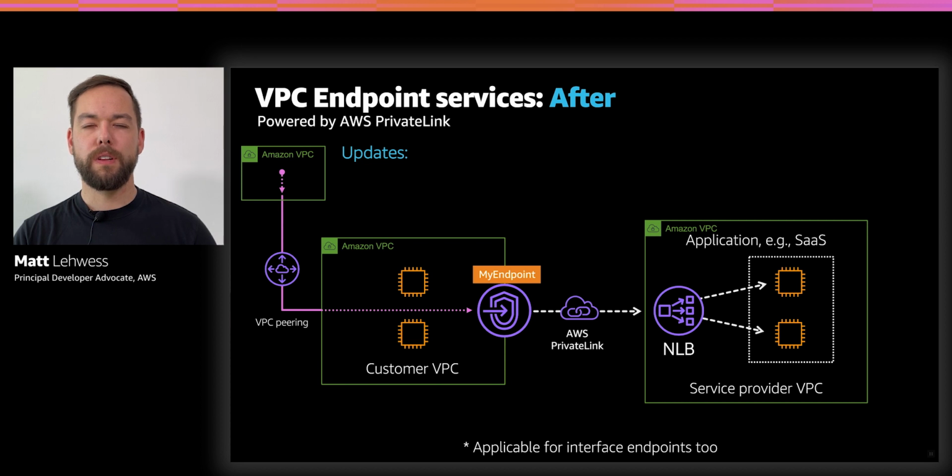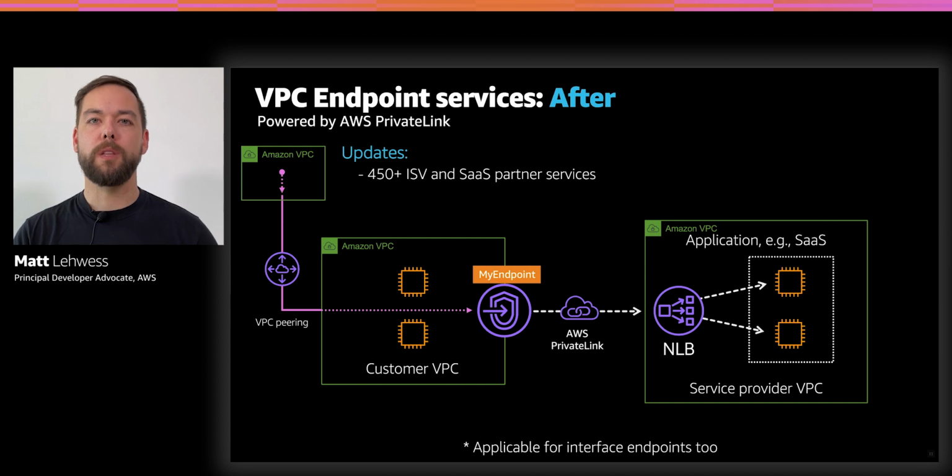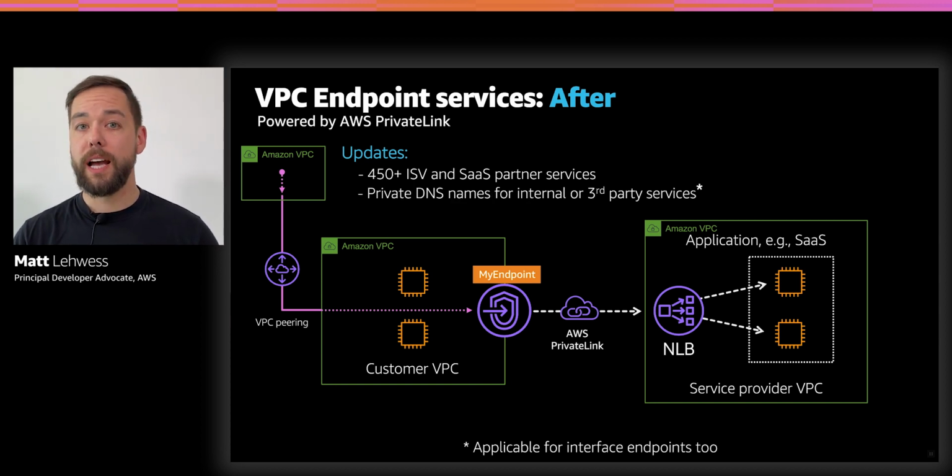And so over the last 12 months, as of a few days ago, we've now got 450-plus ISV and SaaS partner solutions that you can use with Privatelink. So what that means is we've got over 450 partners that have built Privatelink services that you can subscribe to. We also now have private DNS names for internal or third-party services and fine-grained IAM permissions as well for endpoint services.